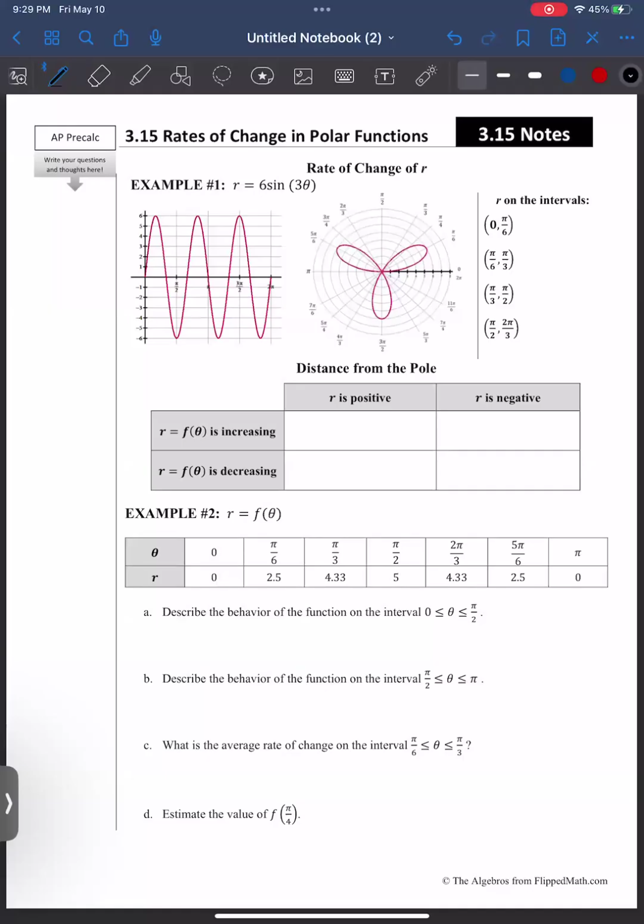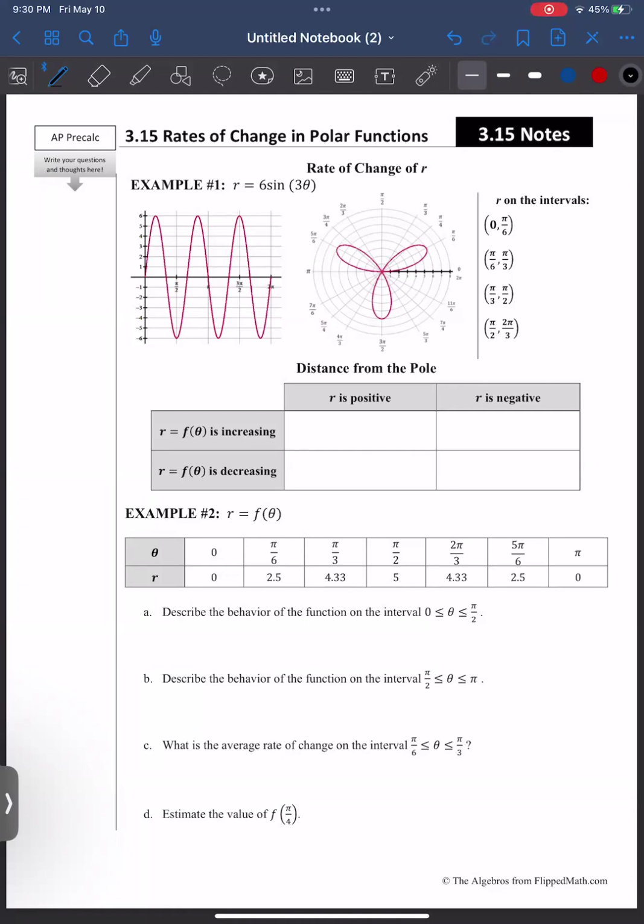All right, 3.15. So this is the last section of Unit 3. We've made it. This is the last one that is tested on your AP exam. So we're just going to get right into this. We're going to get it done. So we are looking at rates of change in polar functions.